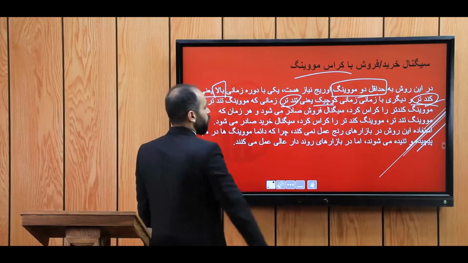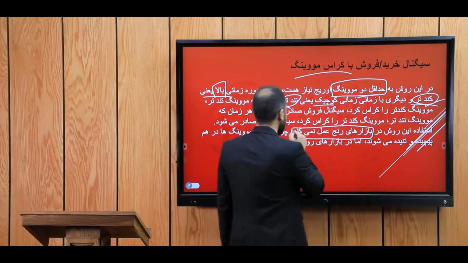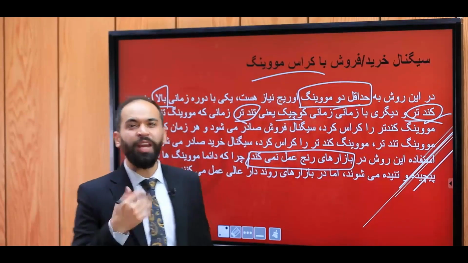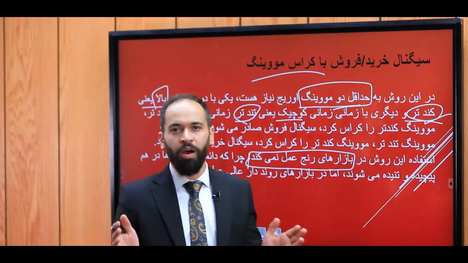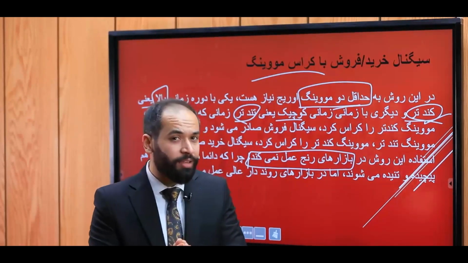Using this method does not work well in ranging markets. Guys, this is the main pitfall of moving averages. They're all about ranges. In a market that's ranging, calm, without a trend, where prices aren't moving up or down, moving averages tend to give a lot of false signals.